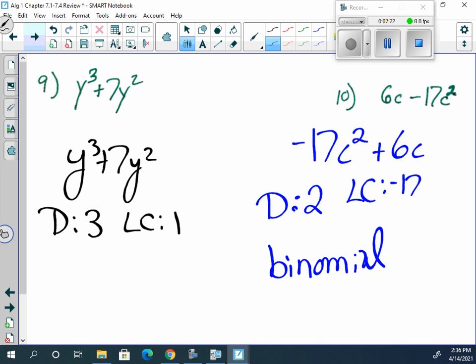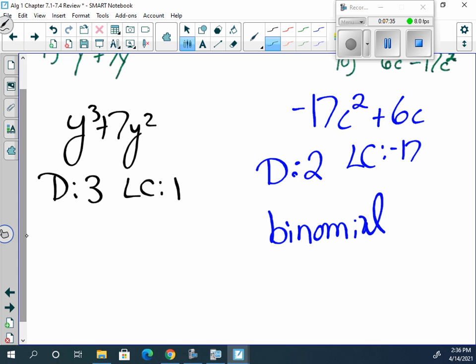Because the leading coefficient is always the number in front of the variable with the biggest exponent. So if there's not a number written, it's always understood to be 1. So the leading coefficient and degree will never include variables. It's always going to be numbers. And this here would be a binomial.